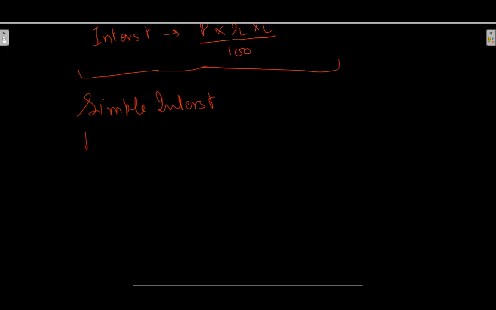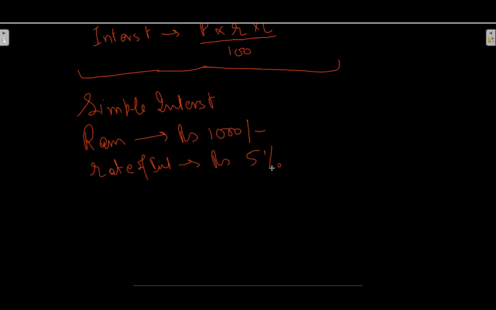Suppose there's a gentleman by the name Ram. He deposits rupees 1000 to the bank, and the rate of interest which is agreed is, say, 5%, and the time period for which the money is deposited is, say, 2 years. Now, what is the interest that he will get?